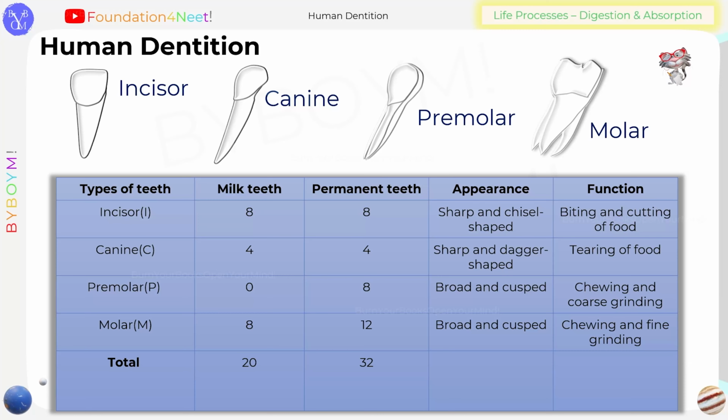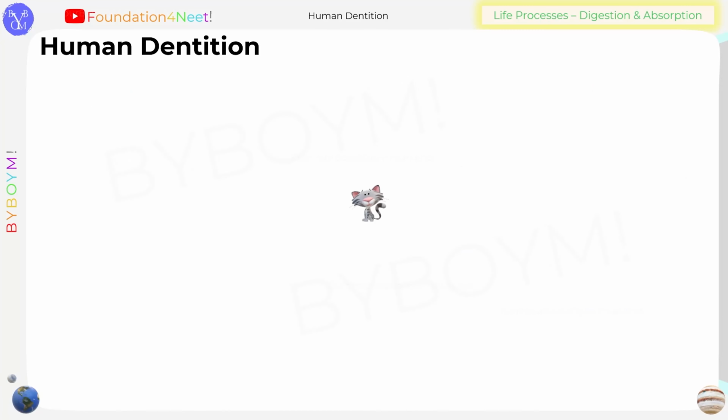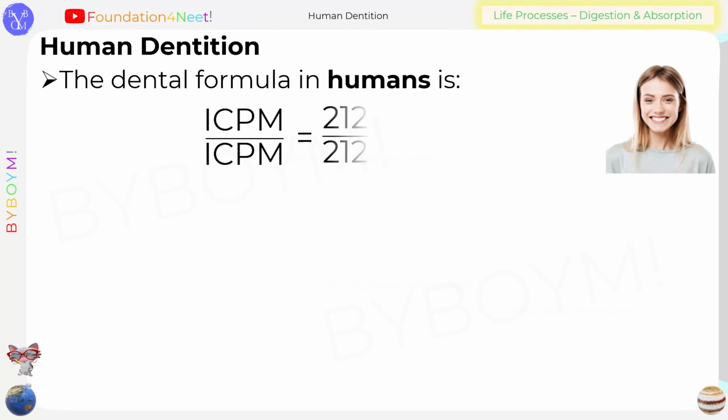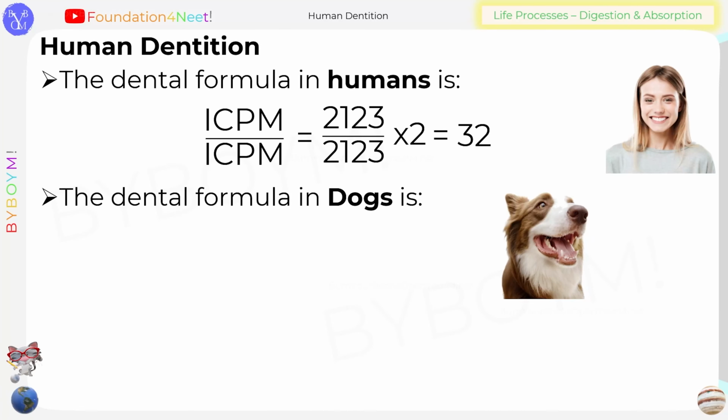Now let's take a look at the human dental formula. What is the dental formula? If we depict how many teeth you have in a formula, in a mathematical way, that is termed a dental formula. If we write incisor, canine, premolar and molar in a particular sequence, then you have ICPM upon ICPM. The first ICPM represents the upper jaw and the lower ICPM represents the lower jaw. So the dental formula in humans is 2123 upon 2123 into 2. So you have in total 32 teeth.